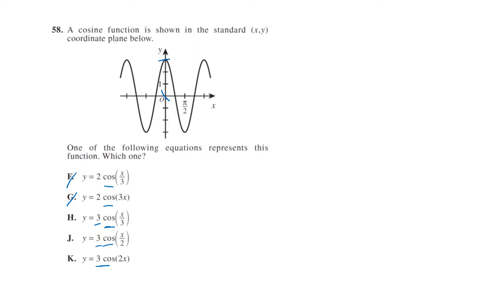And then the period, right, distance from one peak to the next, if this is half pi, this is pi, right? So the distance is pi. And the period formula is 2 pi over the absolute value of b, and in the formula b is represented by the coefficient that's here. So this would be 1/3, 1/2, and 2. And so we want this to be pi, so it'll be 2 pi divided by 2 equals pi. So it has to be K.